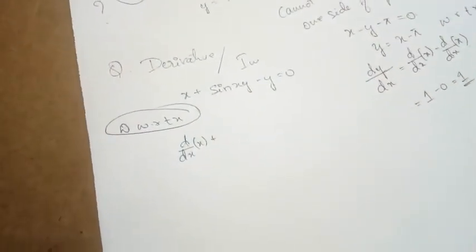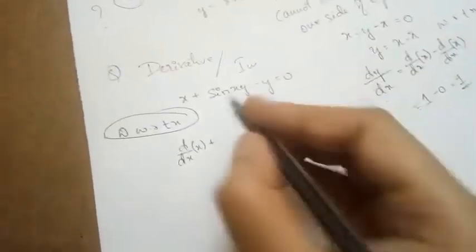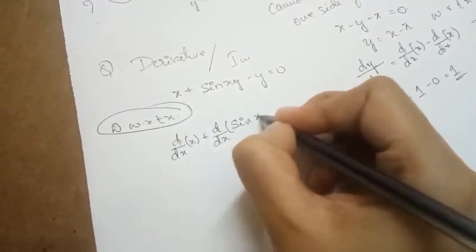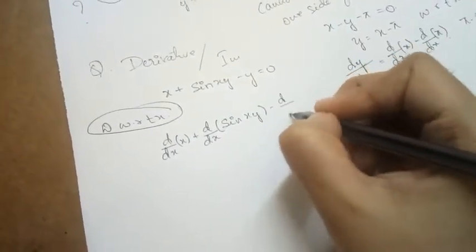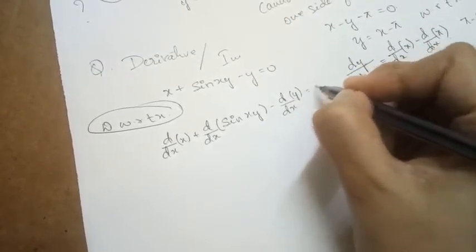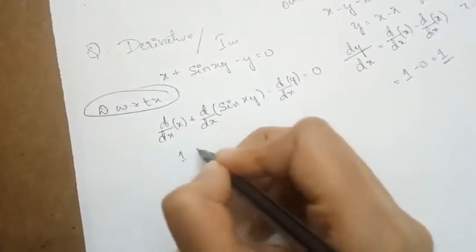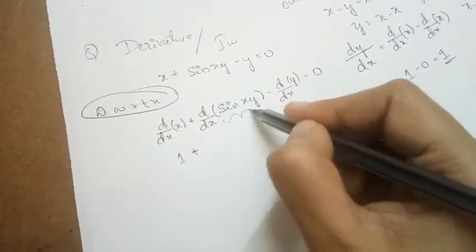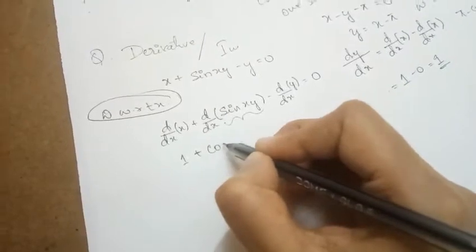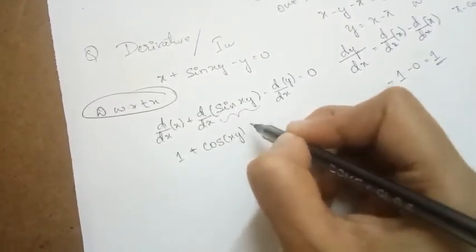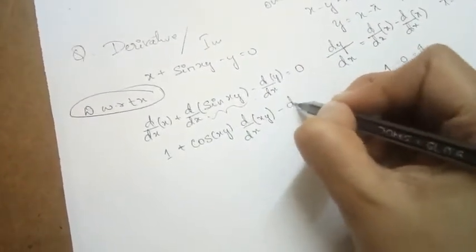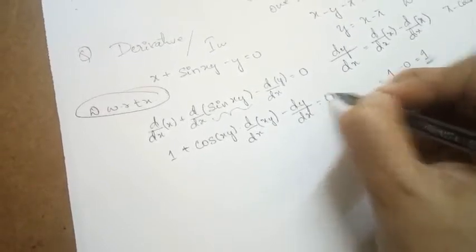If the concept gets into your mind clearly, then you can do it in a single shot. So the next is d by dx of sin xy minus d by dx of y, which is equal to 0. So what happens? d by dx of x is 1, plus d by dx of sin xy. Clearly it is a composite function. So first, using the chain rule, cos xy into d by dx of xy, minus this one is dy by dx itself, which is equal to 0.